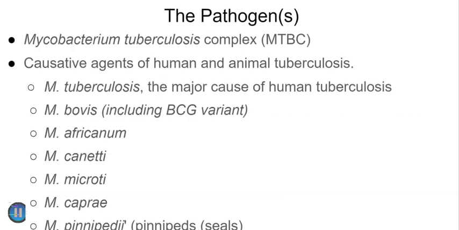So the main cause of human tuberculosis is the pathogen Mycobacterium tuberculosis, or M. tuberculosis. And that is what causes the vast majority of all human TB. But there are other mycobacterium that can cause tuberculosis disease, and all of these are clumped within a complex called the M. tuberculosis complex, MTBC.